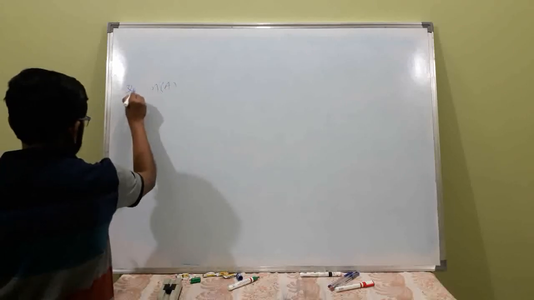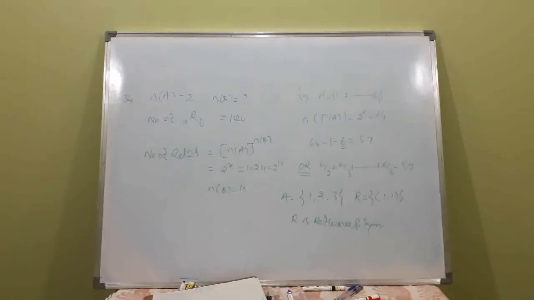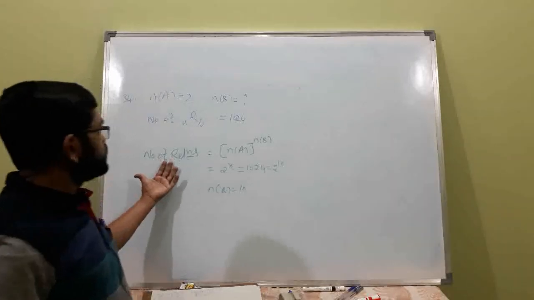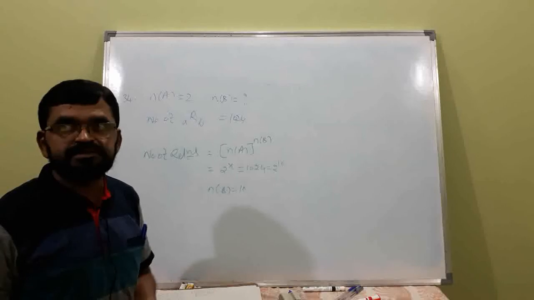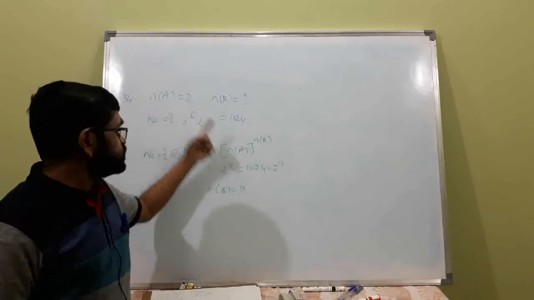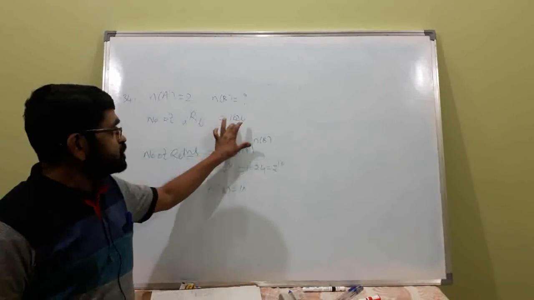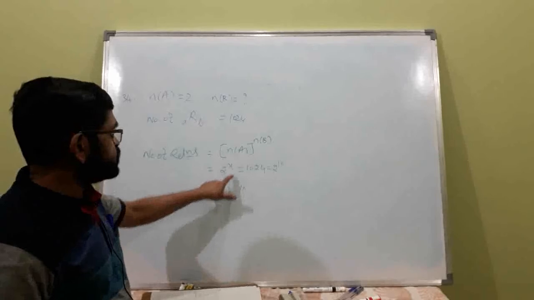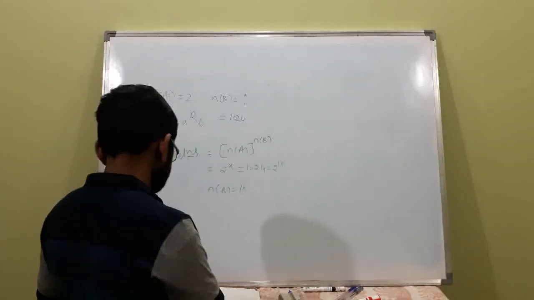That is the 34th question. The number of relations is given by the number of elements in A to the power of the number of elements in B. The number of elements in A is 2, so 2 to the power x, which we don't know, is equal to 1024, that is 2 to the power 10. So x should be 10. So the number of elements in B is 10.